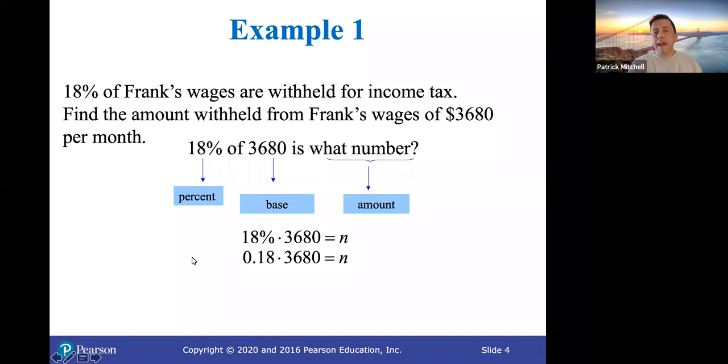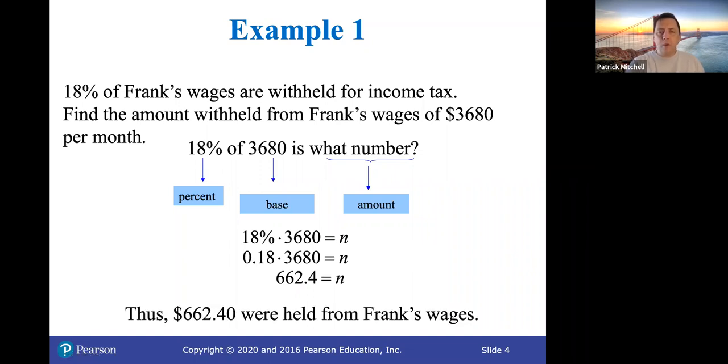18% becomes 18/100, changing that percent into a decimal. And now you can just ask your calculator, what is 18/100 times 3,680? And you get 662 and 4/10. Remember, that's an amount of money. So we would write that as $662.40 is the amount withheld from Frank's wages.